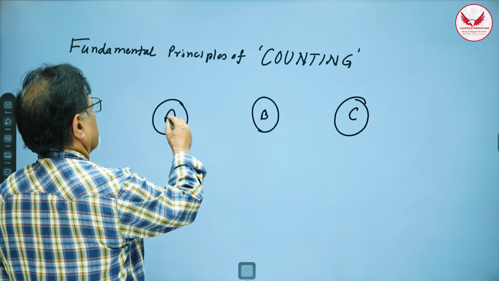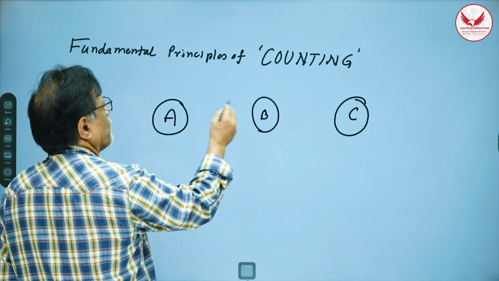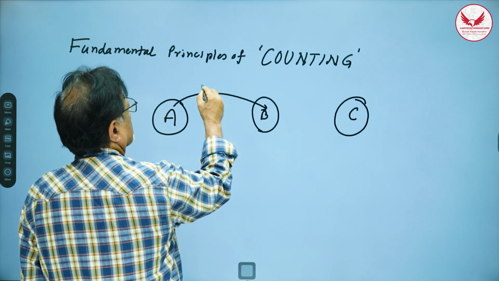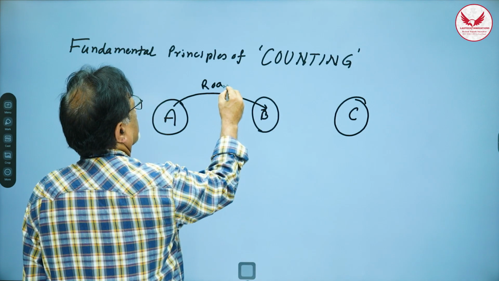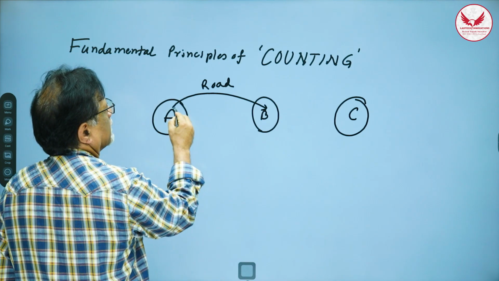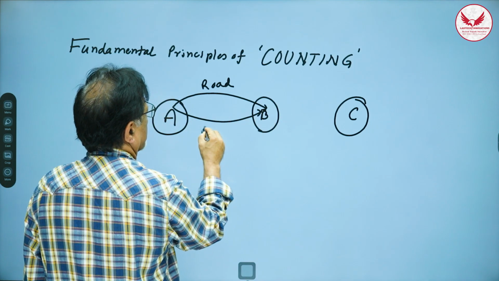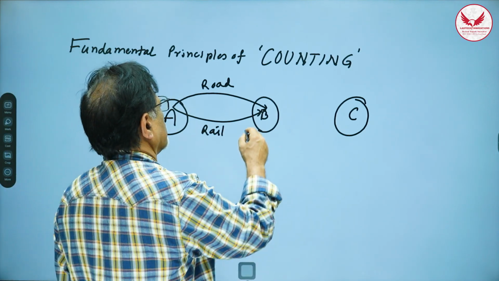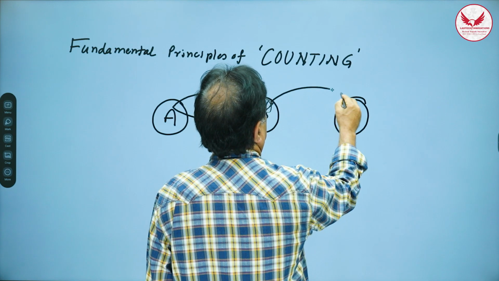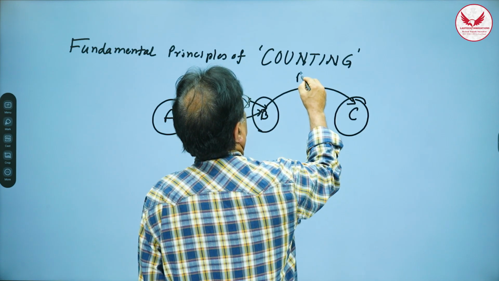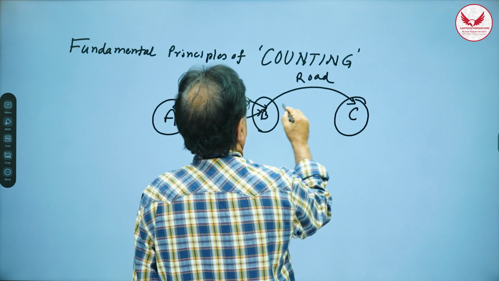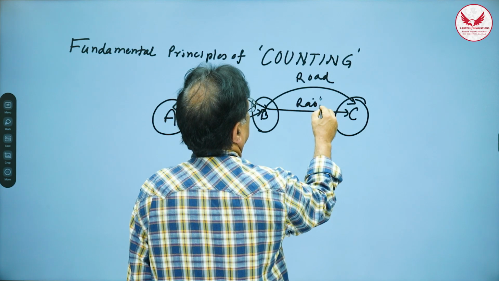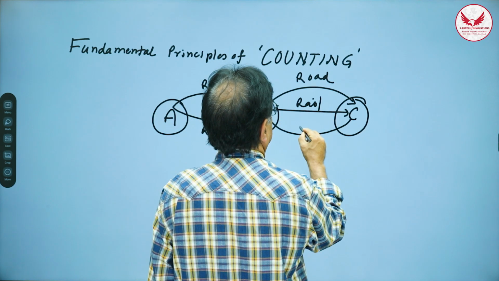Now, I want to travel from A to C, and there are routes available. From A to B, there is a road connecting the two, and there is a railway line connecting the two. So here there is a railway line. Now, from the town B to town C, there are three routes available. One is again road. The second is you can travel by rail. And the third is you can travel by air.